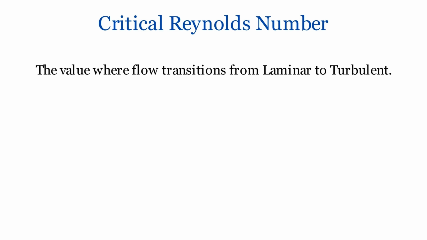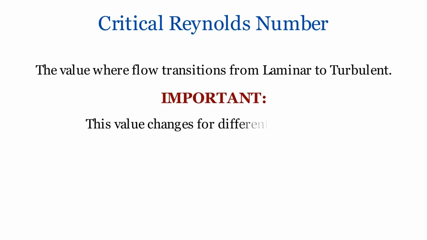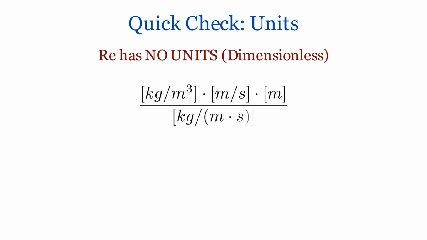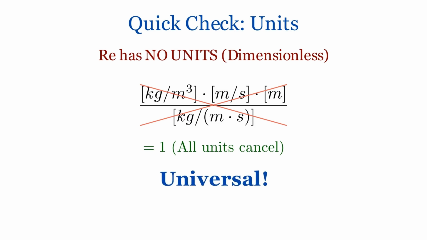Critical Reynolds number. This is the Re value where flow transitions from laminar to turbulent. For circular pipes, it's approximately 2300. But remember, this value changes for different geometries. A flat plate has a different critical Re than a pipe. Quick check. Notice Re has no units. Density times velocity times length divided by viscosity, all units cancel out. That's what makes it dimensionless and universal.